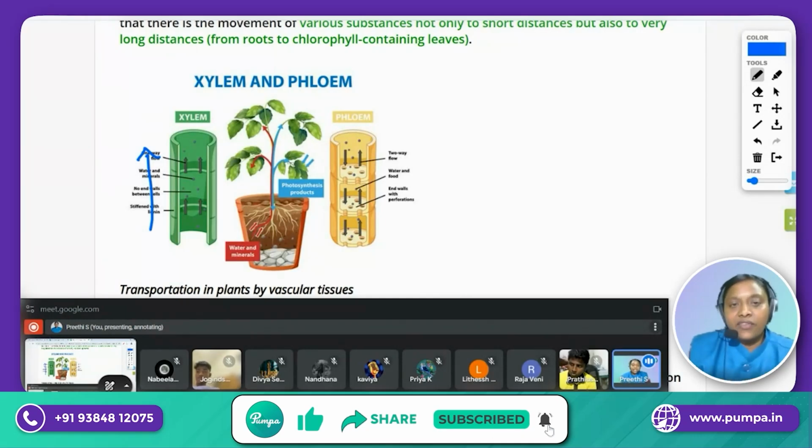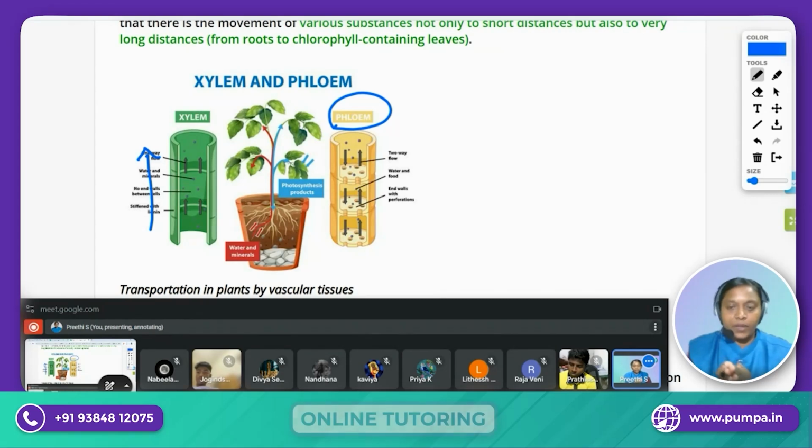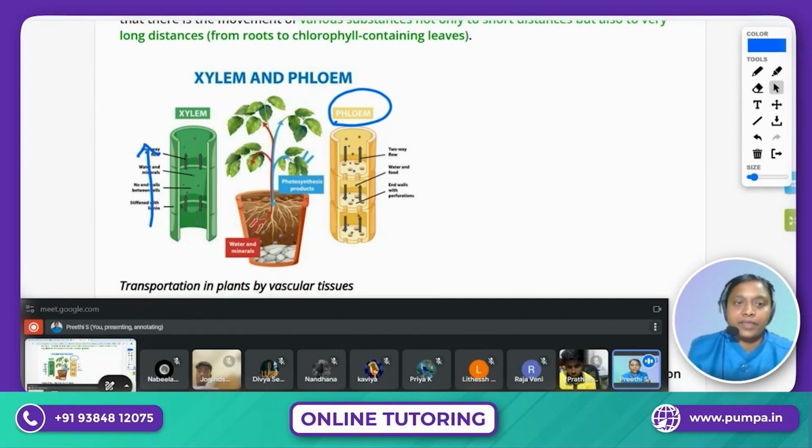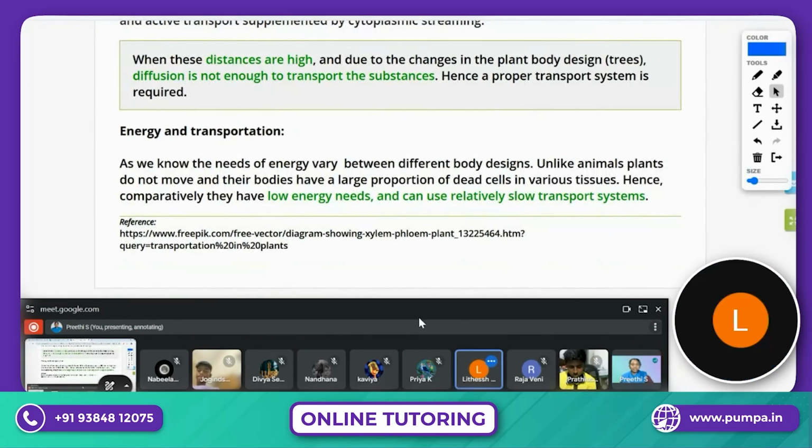But in the case of phloem, it is not like this. It will be bidirectional. Any doubts as of now, everyone? No, ma'am. Okay.